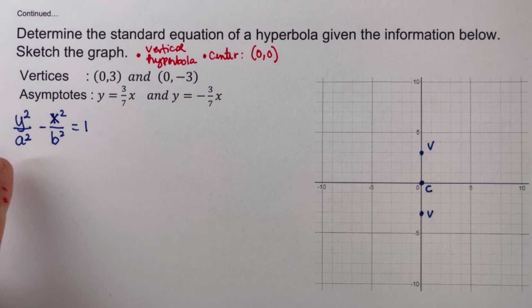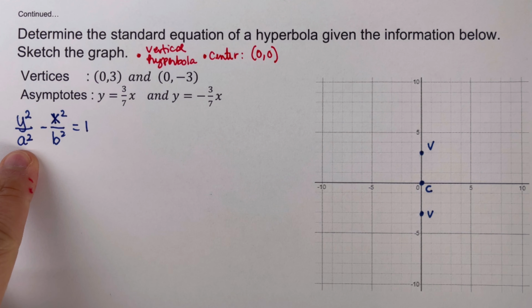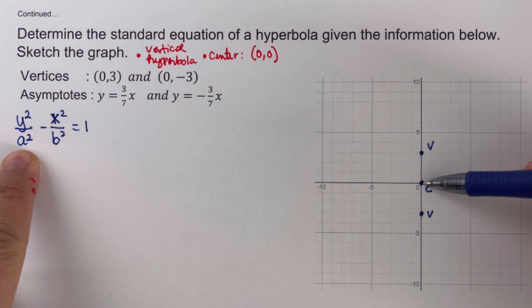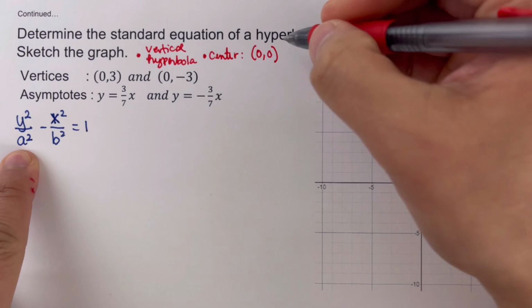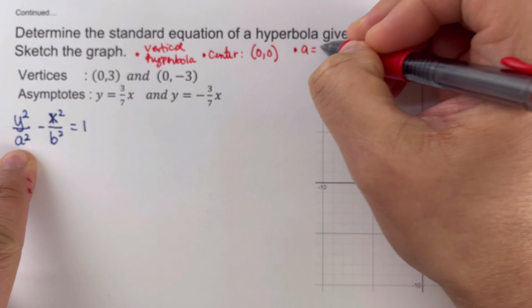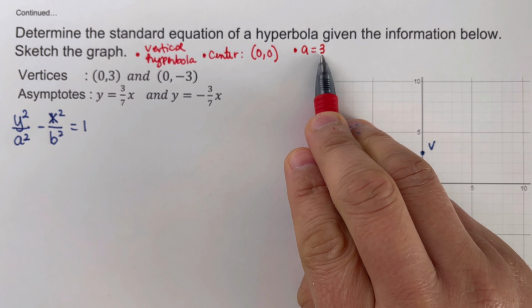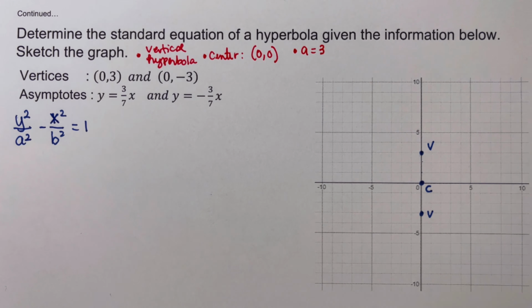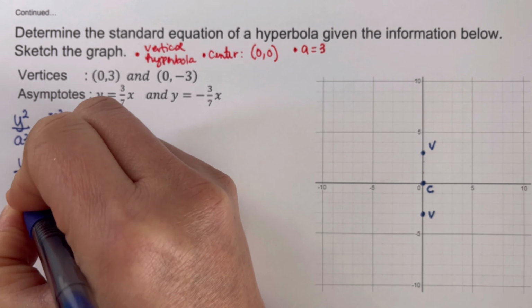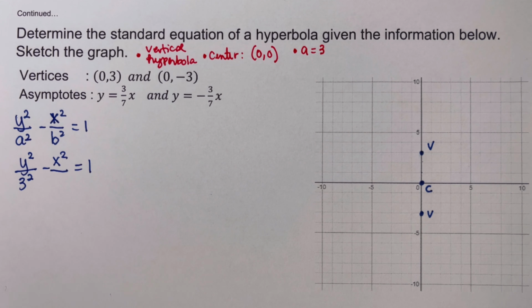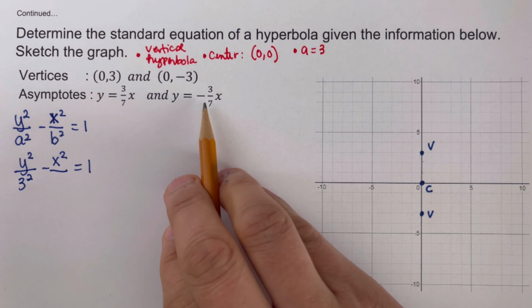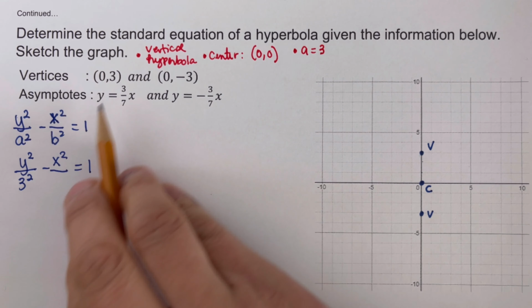Okay, now we remember that this a is the distance from the center to the vertex. In this case, the distance from the center to the vertex is 1, 2, 3. So I'm going to write our value for a then is 3. I will plug this 3 into this equation. Now, please notice that I left the b squared blank because we don't know what it is. However, we are given the equation of the two asymptotes, and we're going to get the value of b squared from there.